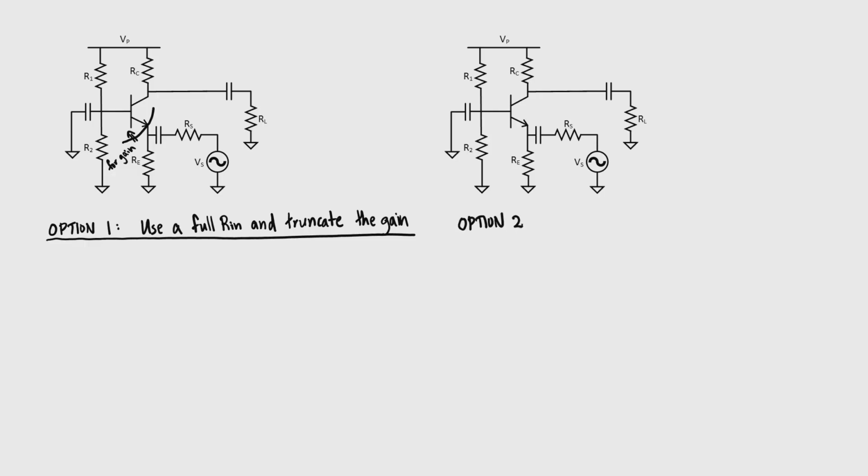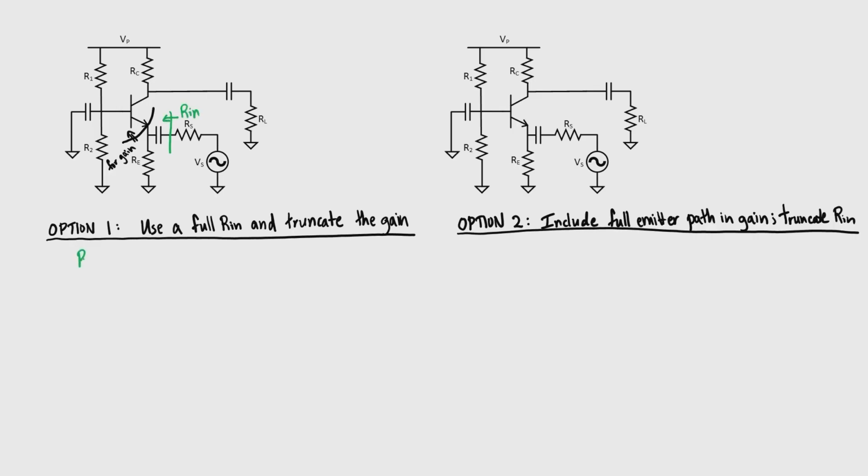For option 2, we're going to include the full emitter resistance when we calculate the gain, but then we're going to use a truncated expression for our input impedance. That's basically what we got when we did the full derivation. Let's go ahead and get started here with the derivation. It turns out that it's relatively easy. The full and correct expression for the input impedance of this particular circuit is the emitter resistance R sub E, which is in parallel with the little r sub E, which is connected to a ground. An AC ground, anyway.